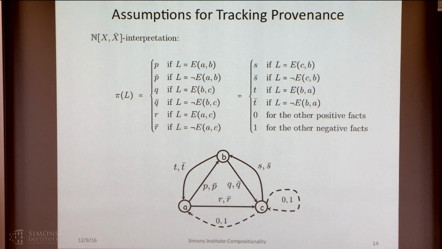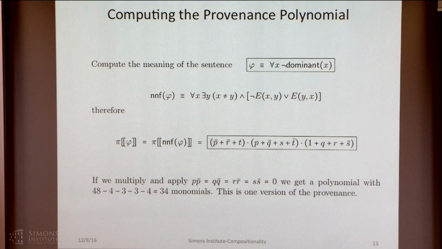And this is now an interpretation in that particular semiring that I just discussed earlier, in which I just attach to literals P, P bar as we discussed, and everybody else, 0 for all the other positive facts and 1 for all the other negative facts. So the calculation that I can do now in this semiring of the provenance of that particular sentence, phi, which says for all x not dominant of x, is the following.